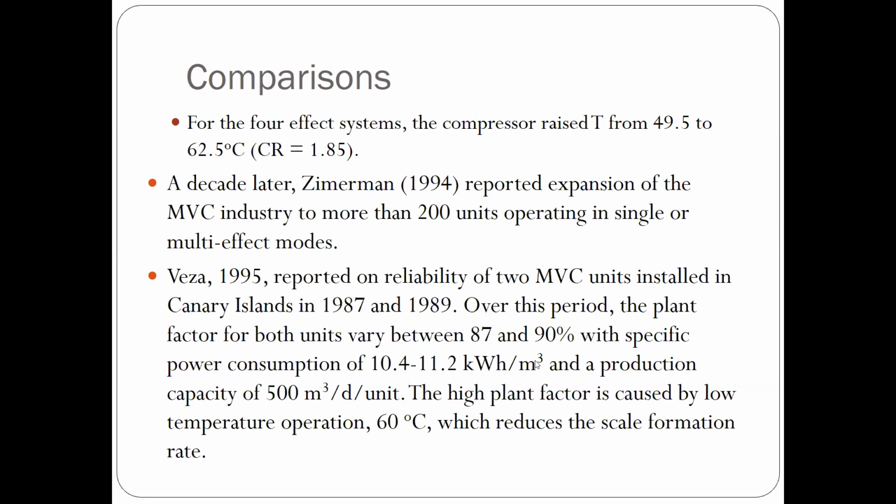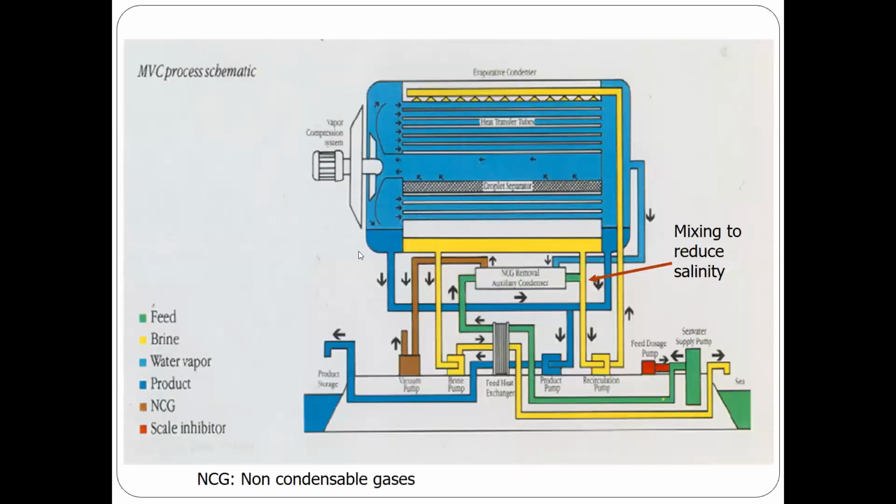And he was talking about, yes, that's because we are not worried too much about scaling, since temperature does not exceed 60 or 65 degrees centigrade. This is a layout of the unit, where what you have here, the blue thing on the top, is the evaporator. And to the left is the vapor compression system, which is basically the compressor unit that we have.